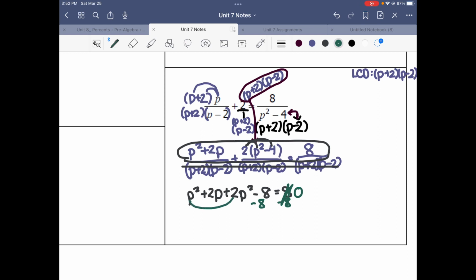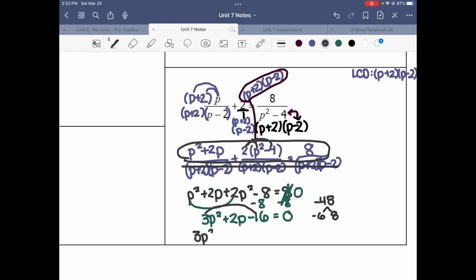P squared plus 2p squared is 3p squared. 2p, and then the negative 8s add to negative 16. Now, when you have a number in front and you're trying to factor, you have to multiply it by the last one. 3 times negative 16 is negative 48. I'm looking for two numbers that multiply to negative 48 and add to 2, which is going to be negative 6 times 8. But you don't go straight to the parentheses.